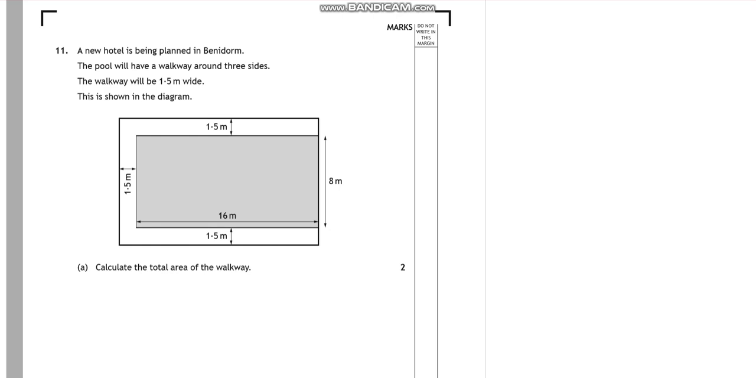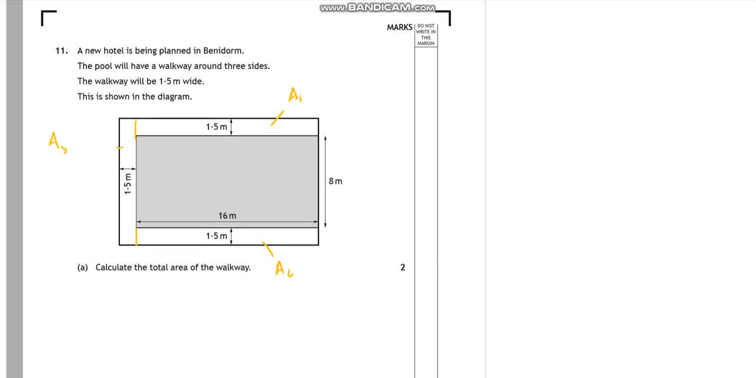Okay, so we've got a pool. The pool is a shaded area, and we've got a walkway around it. We want the area of the walkway. So the first thing you want to do here is get a good diagram. I would break this up into three shapes. I'll call that area 1, which is going to be the same as area 2, and I'll call this area 3. So what are the lengths of these?